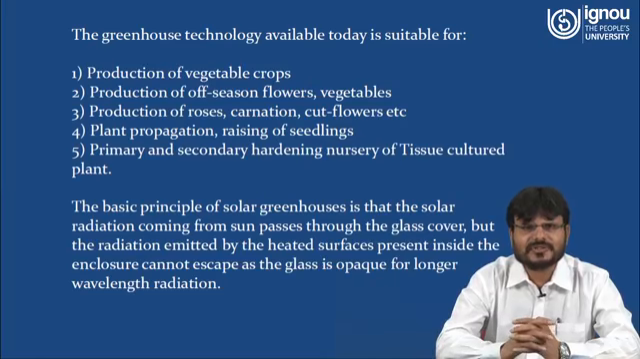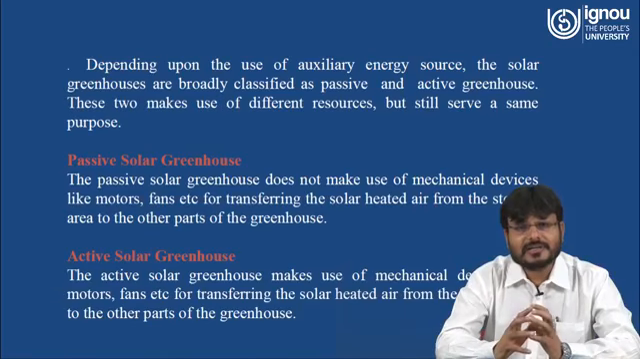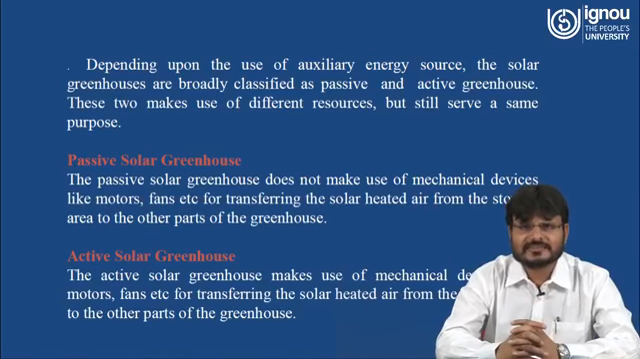The basic principle of a solar greenhouse is that the solar radiation coming from the sun passes through the glass cover, but the radiation emitted by the heated surface present inside the enclosure cannot escape, as the glass is opaque for the longer wave radiation. This I have explained many times. Depending upon the use of auxiliary energy sources, solar greenhouses are broadly classified as passive and active greenhouses. These two make use of different resources but still serve the same purpose.